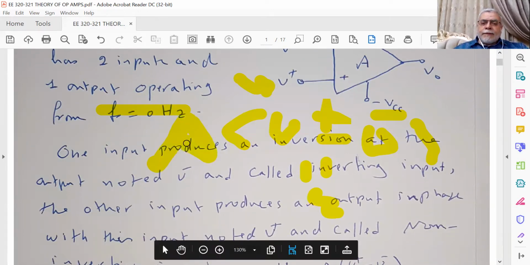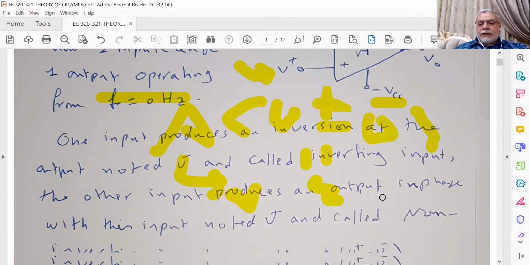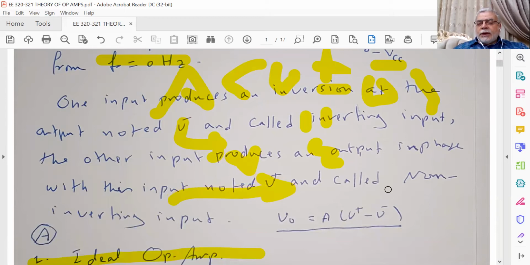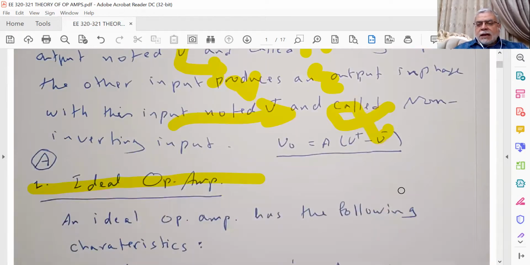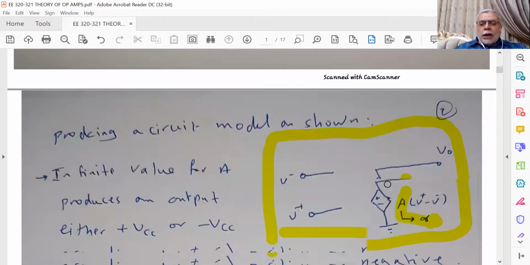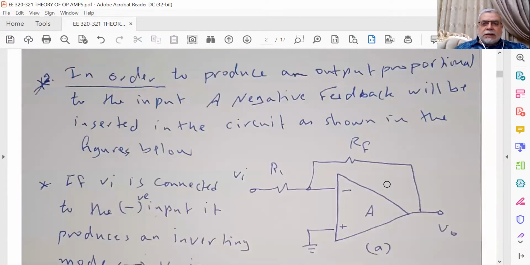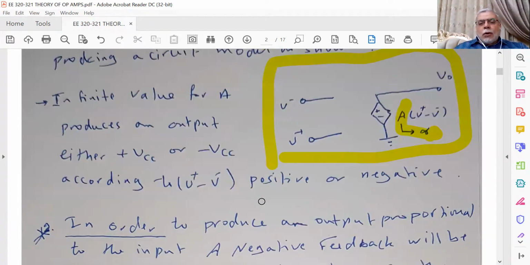Multiply by A, which is an infinite value. So the output will be infinity. This means that the output will be equal either to plus VCC or minus VCC, because the infinite value means the maximum allowable voltage at the operational amplifier, which is plus or minus VCC.